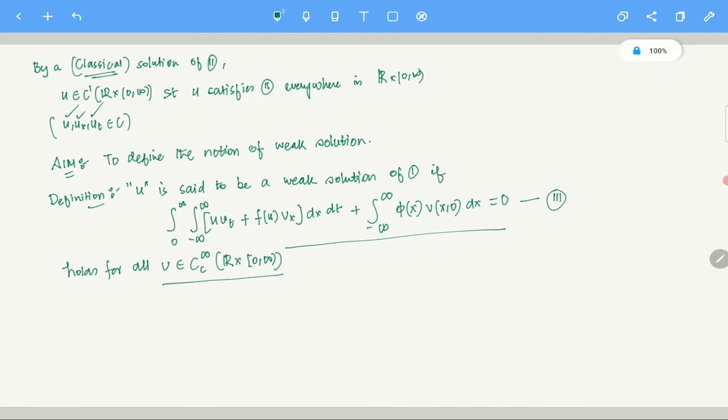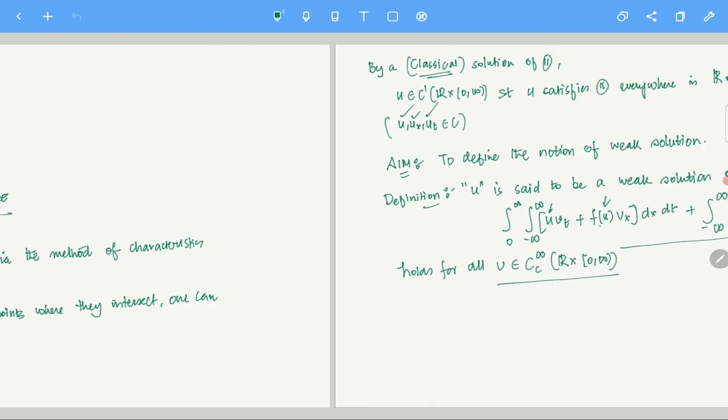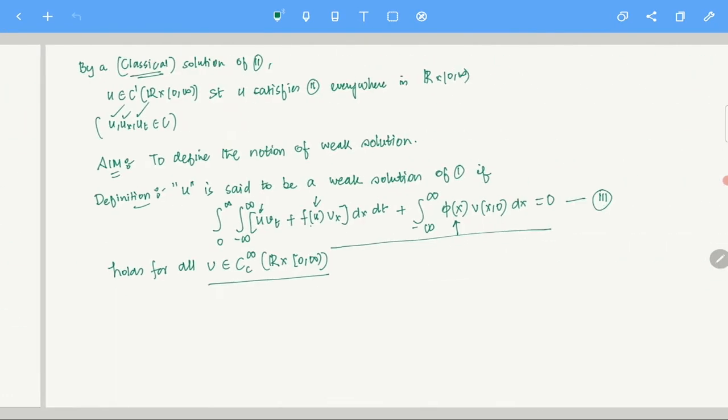See here, there is a double integral, whatever it is, don't worry about it. u v_t plus f(u) v_x. One thing to notice here is there is a u here, there is a u here, but it does not contain any derivative for now. What about here? Of course, minus infinity to infinity, you have phi, so there is no u. Phi is given to us, so we don't have to worry about it.